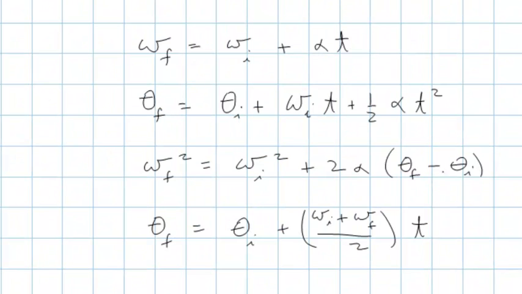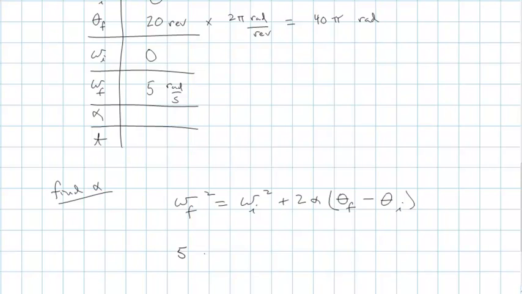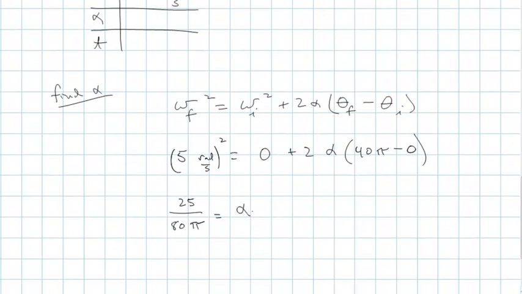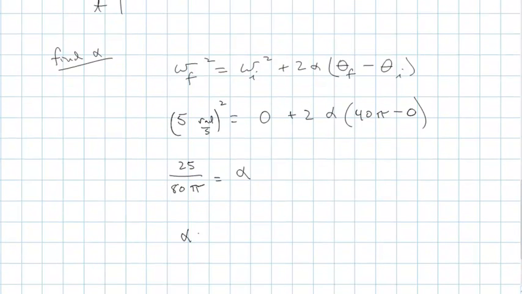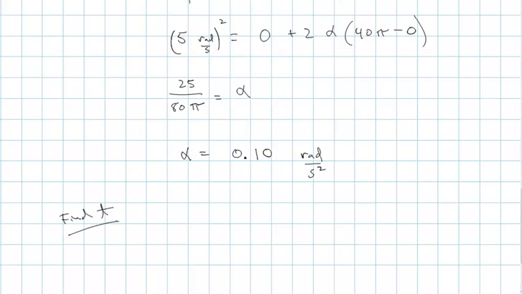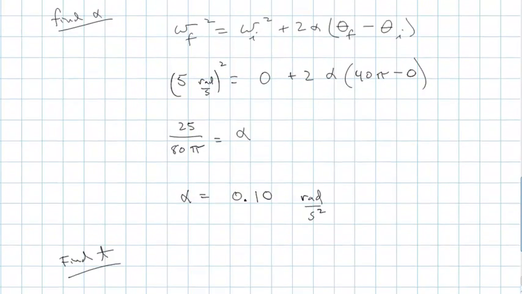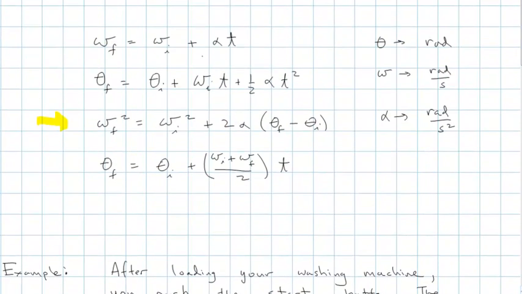Which one of these do we want to solve for first? Let's pick an equation that's missing t, and we'll use that equation to solve for alpha. So we're going to have 5 radians per second squared, and 0 is our initial. Alpha is what we're trying to find, and this is 40 pi minus 0. And I get alpha 0.1 radians per second squared. Now we can find the time it took. We can use this answer and any of our kinematics equations. The first one is probably the easiest, but if you don't trust that answer, then use one that's missing alpha and use that equation to find t. That would be the last equation.